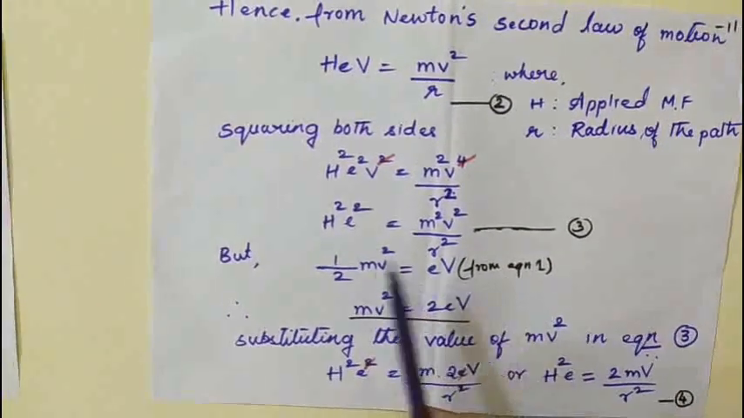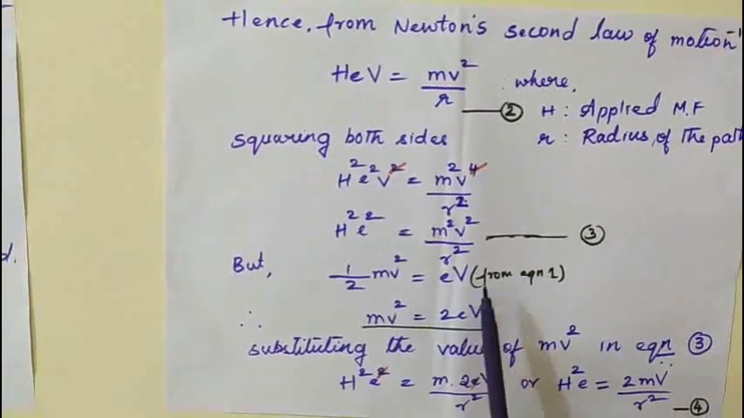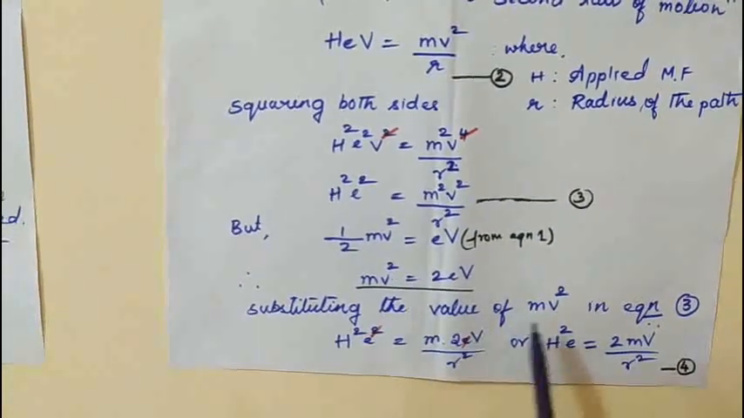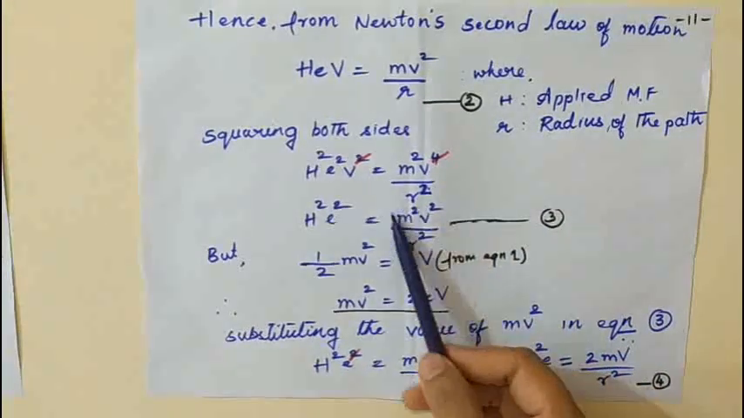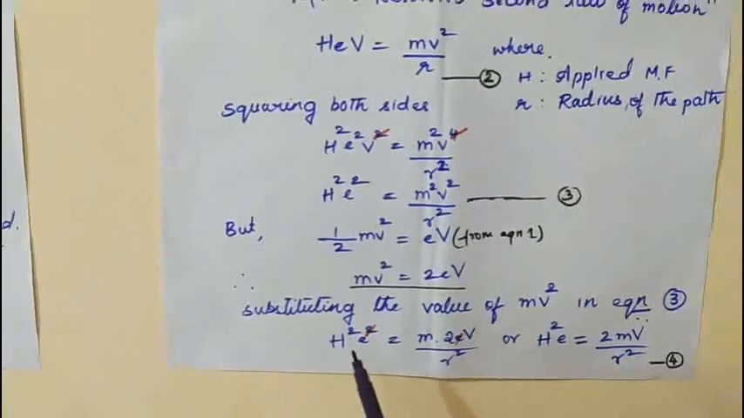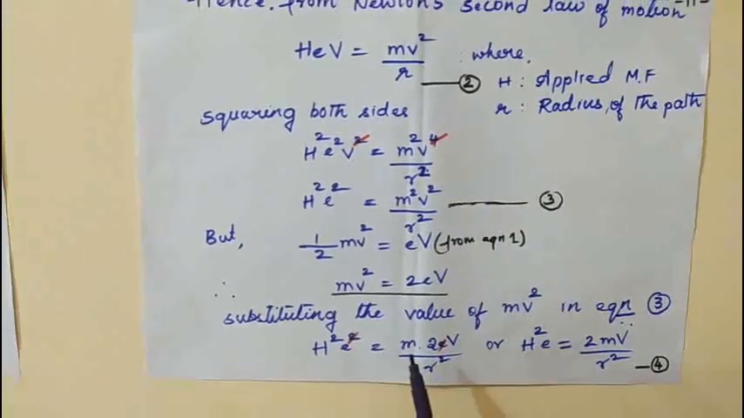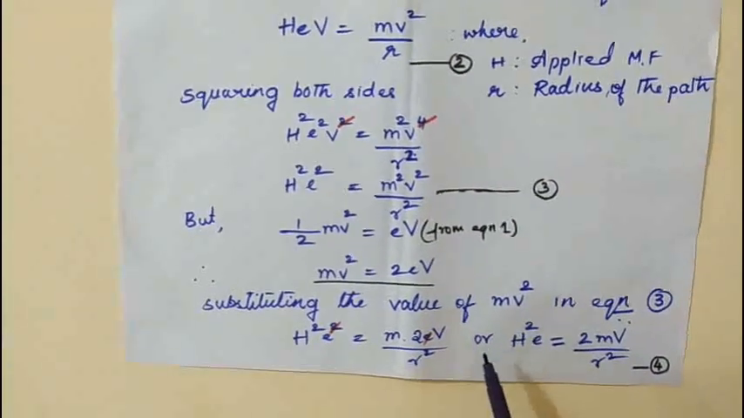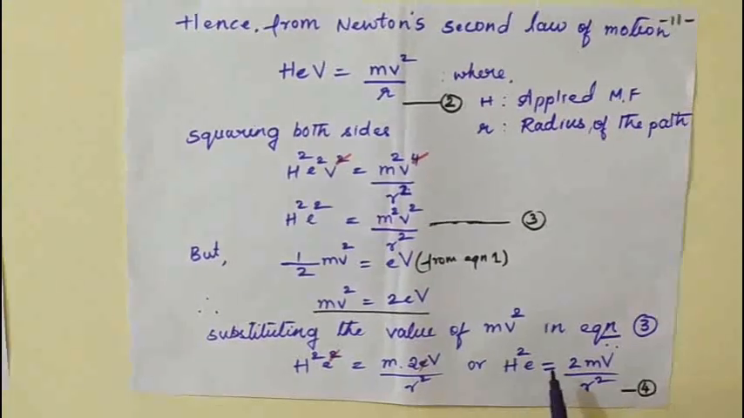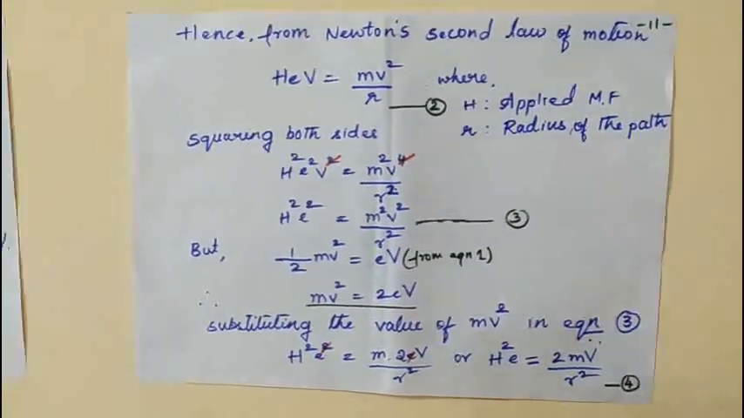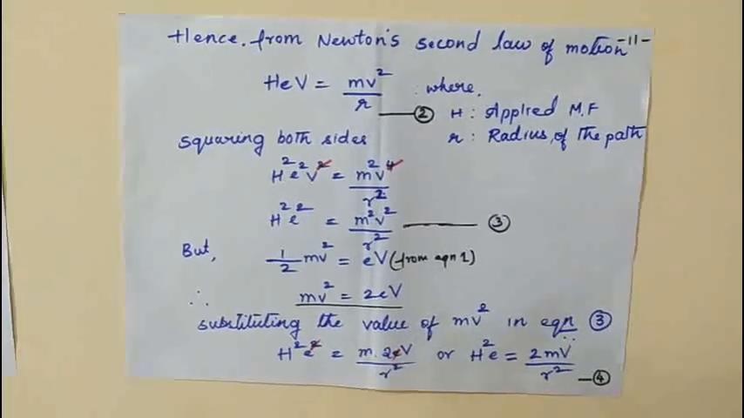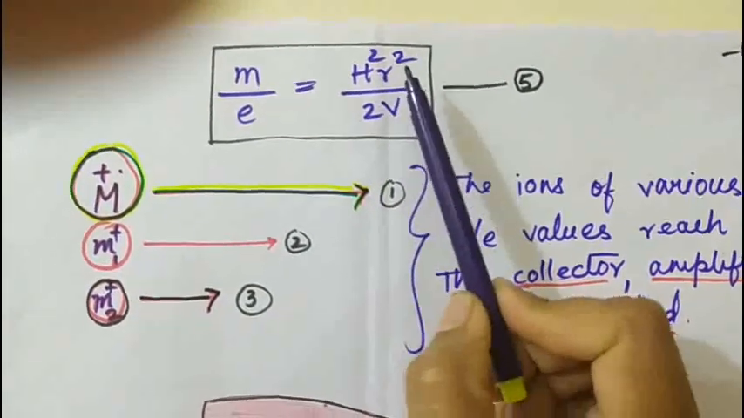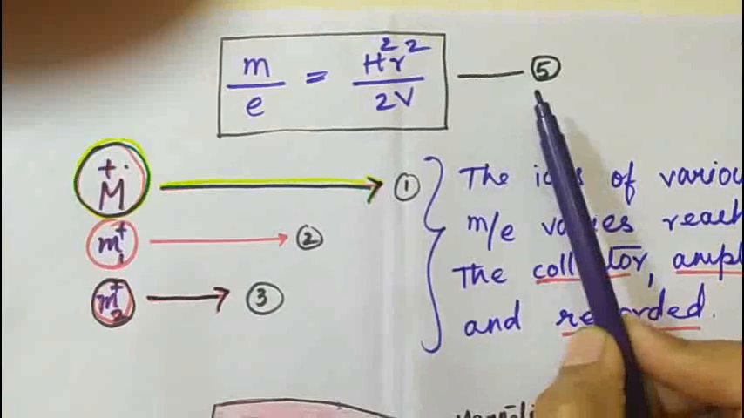Since from equation 1 we have half mv square is equal to eV, we can write mv square is equal to 2eV. Then substitute the value of mv square in equation number 3. So in place of m square v square, we have H square e square is equal to m into 2eV divided by r square. e and e cancel with each other. So we can write the expression as H square e is equal to 2mV divided by r square. That is equation number 4. Equation 4 is rearranged to m by e is equal to H square r square divided by 2V. This gives equation number 5.